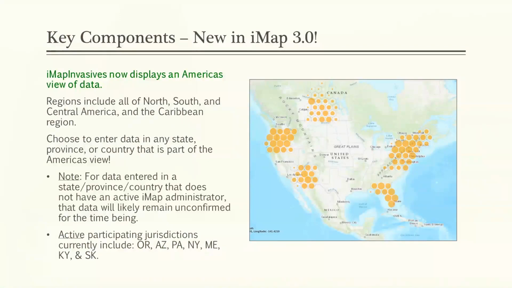For data that's entered in a state or a province or a country that does not have an active iMap administrator, such as myself for Pennsylvania, that data will likely remain unconfirmed for the time being, but you still are able to submit it. So just for your reference, the active participating states and provinces that we currently have on board with the iMap network include Oregon, Arizona, Pennsylvania, New York, Maine, Kentucky, and Saskatchewan in Canada. Those are our active jurisdictions at this point in time.